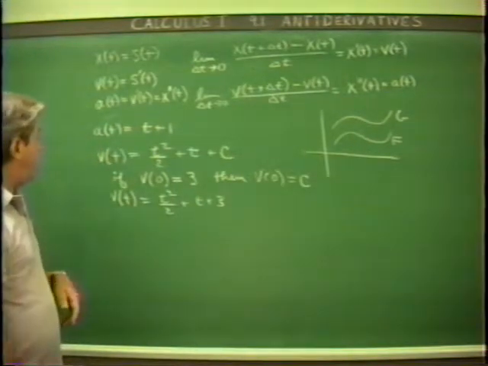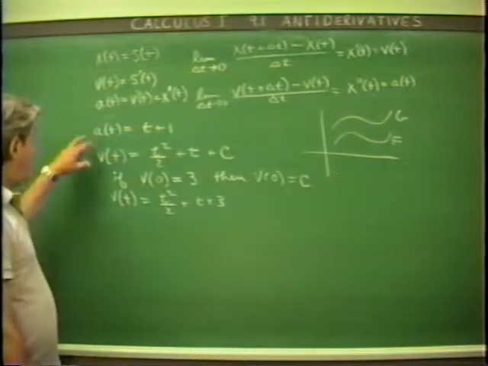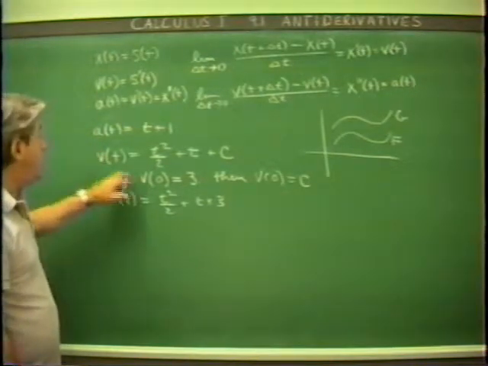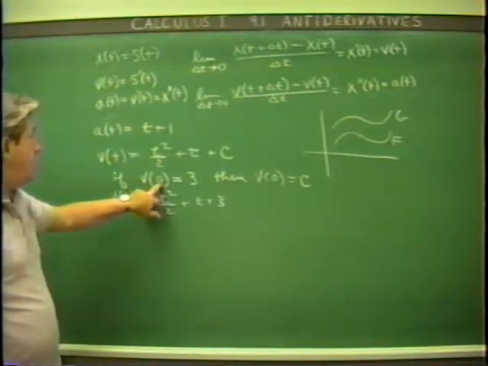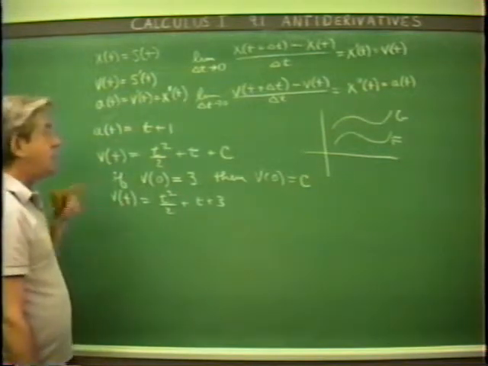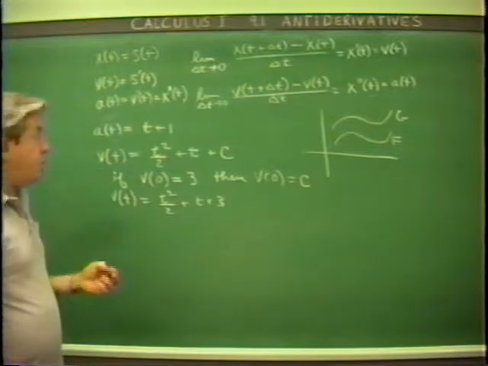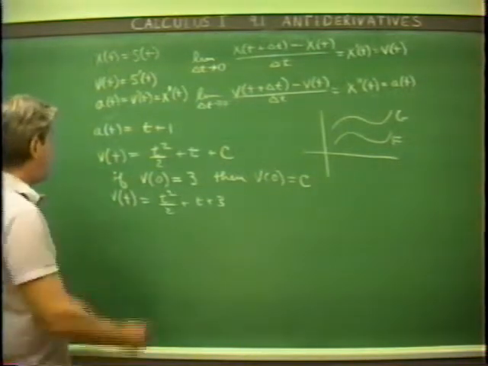This confirms the idea that if we knew the acceleration, we should be able to find out the velocity, if we just knew, let's say, the initial velocity at a particular time, in this case 0. Now, if we know the velocity, we should be able to find the position at any time, if we know the position at a fixed given time.